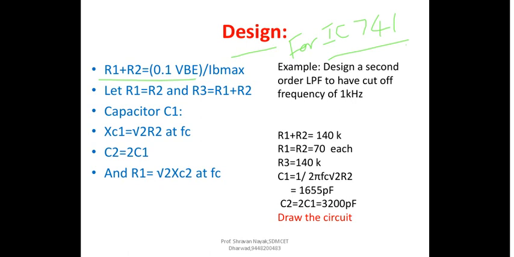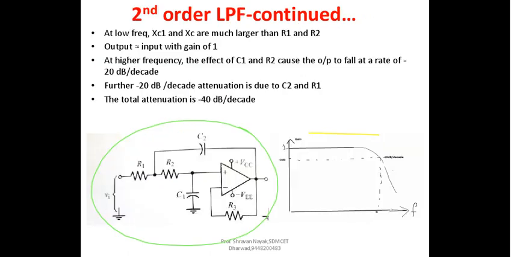Now let us approximate the design by having R1 equal to R2 and R3 equal to R1 plus R2, because we will have to have gain equal to 1 here, right? Now the design of the capacitance.